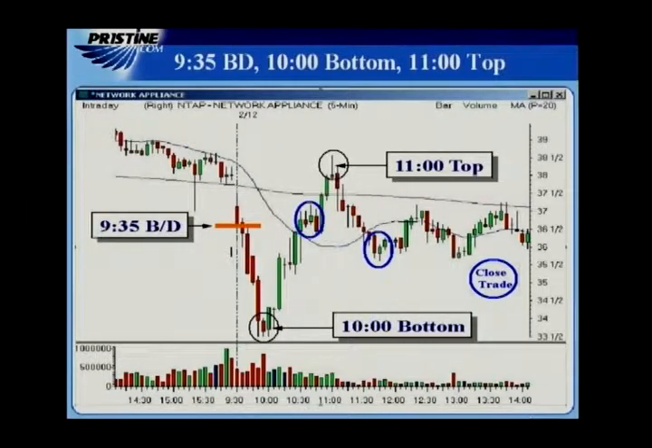As we see on this chart, the next 5-minute bar violates the low established during the first 5 minutes of trading. That micro trader attempts to get short with the idea that the stock will drop all the way into the 10 o'clock period. The micro trader gets short and right into the 10 o'clock period attempts to cover the short.